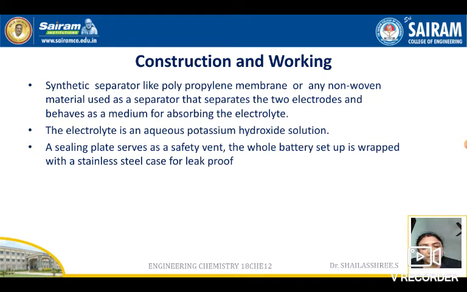So to avoid this, there must always be a safety vent in the batteries. In this battery there is a safety vent, and the whole battery setup is wrapped with a stainless steel case for leak proofing. The complete battery is sealed with a stainless steel case. Because it is completely sealed, no leakage will be there, so generally less maintenance will be required.